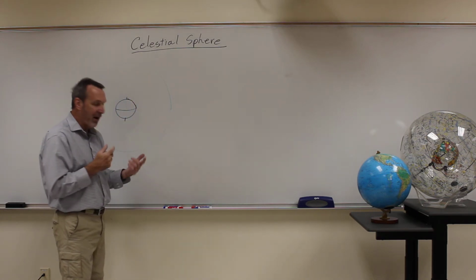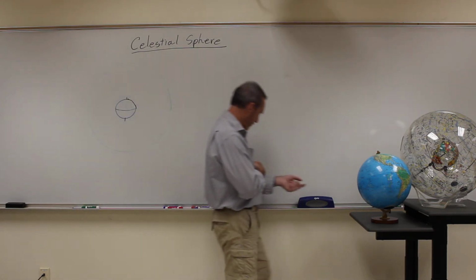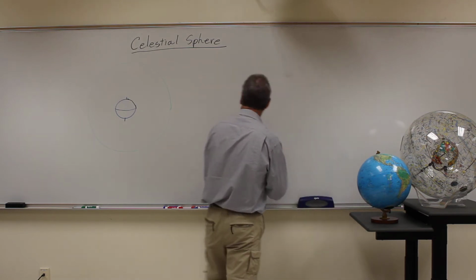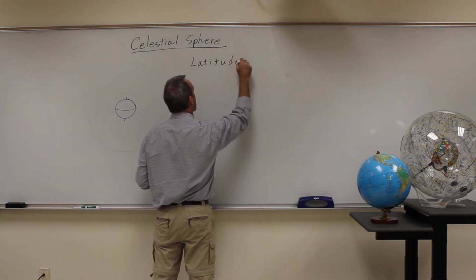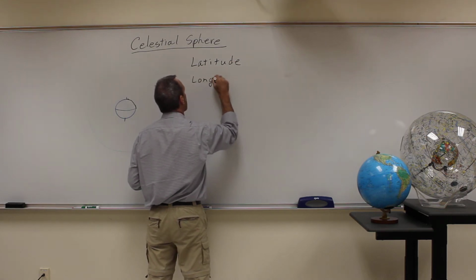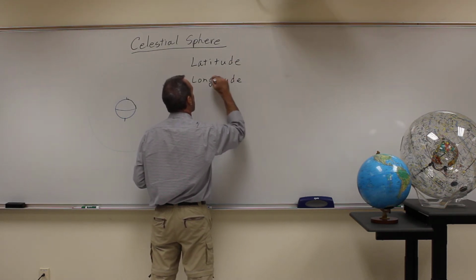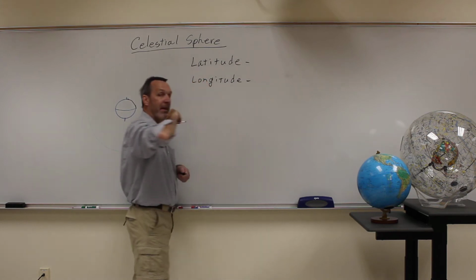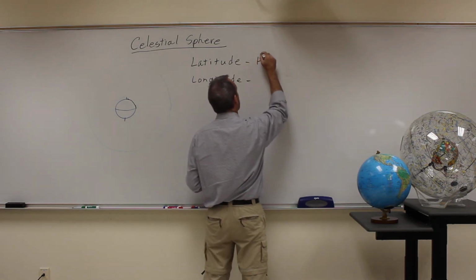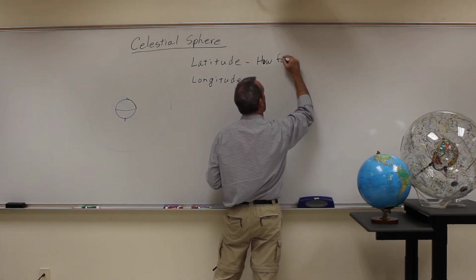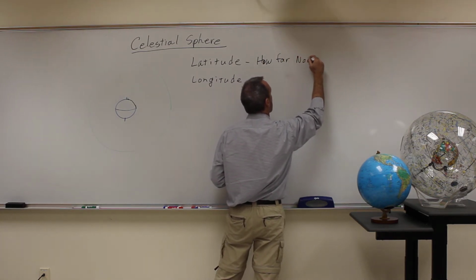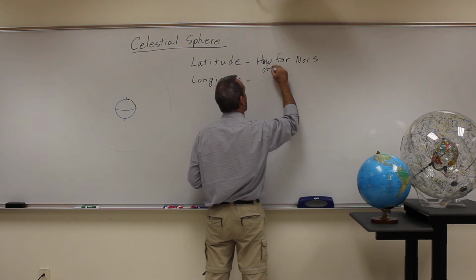All right, so on the Earth, we define our position by latitude and longitude. Latitude is how far you are north or south of the equator.